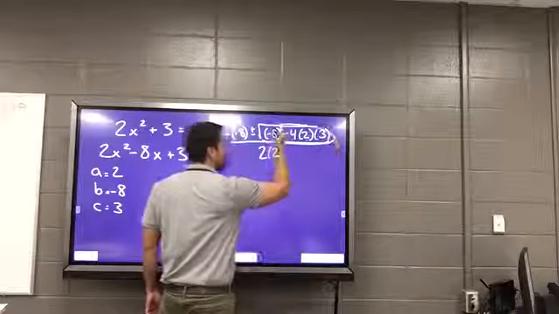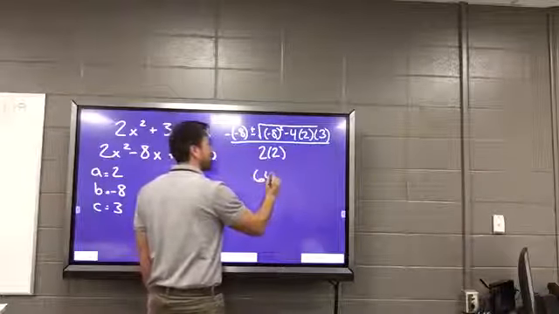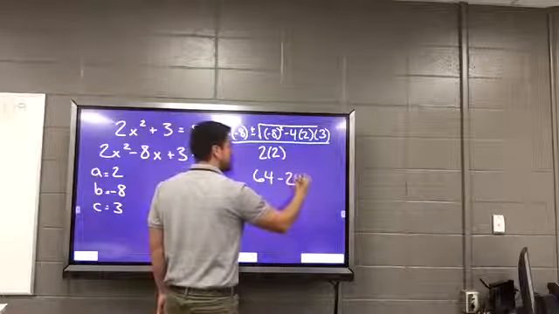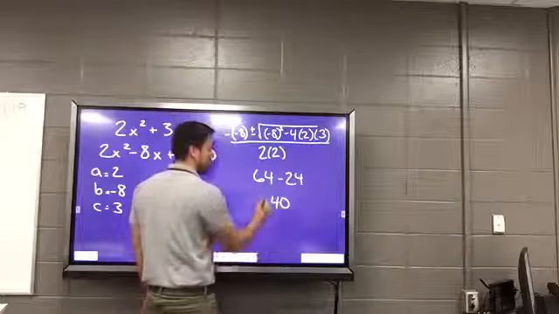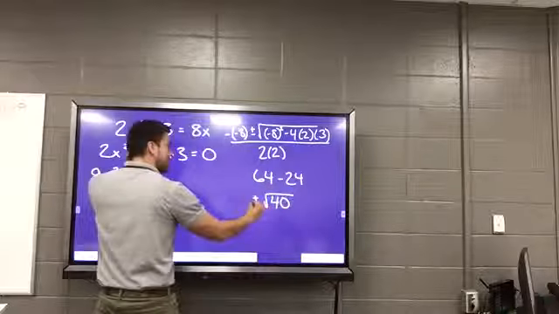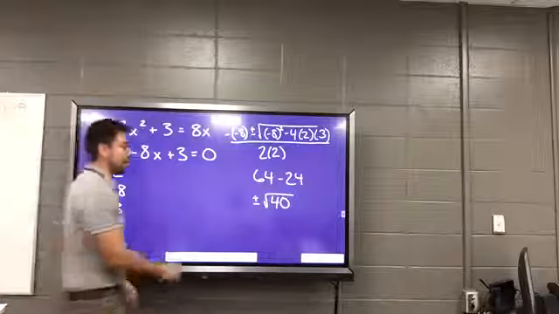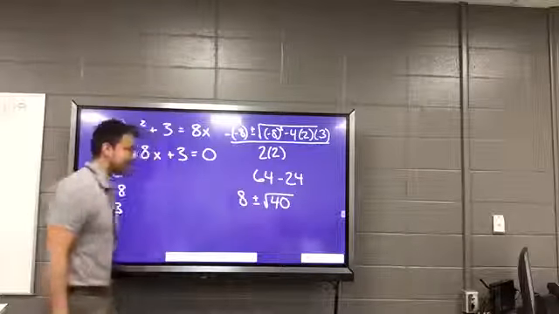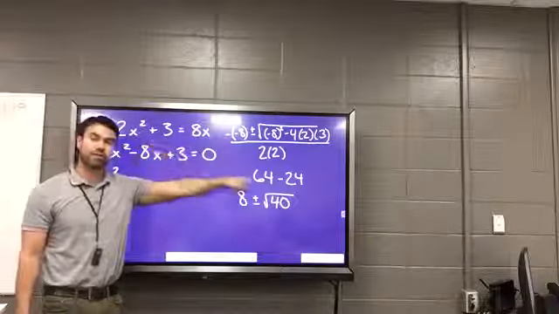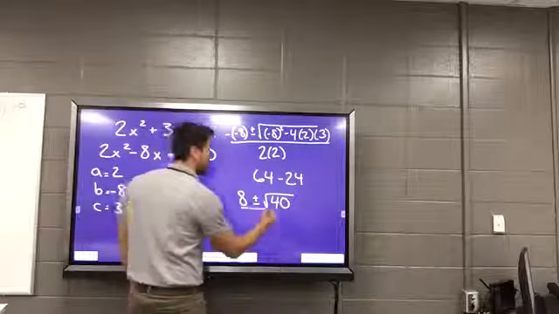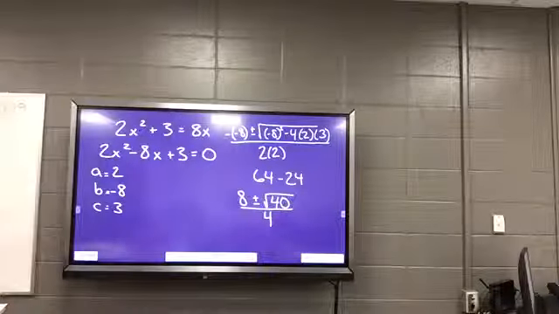Okay. What is right here? So I'm going to deal with this first, just like I did last night. 64 minus 24, which is 40. Okay, I get the square root of 40 plus or minus. What do I get for that? Oh, wait, sorry. It's positive 8. If you didn't put these parentheses, I'm guessing you put negative 8. You get a wrong answer all the way through. Okay, over 4.